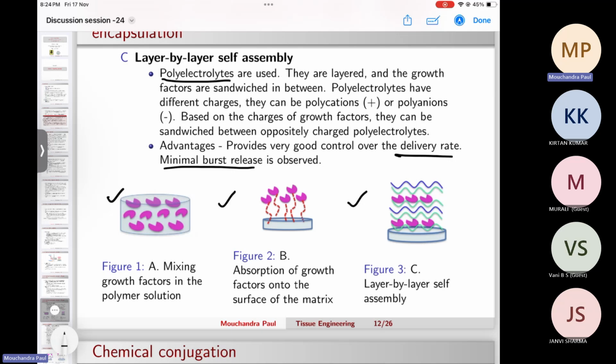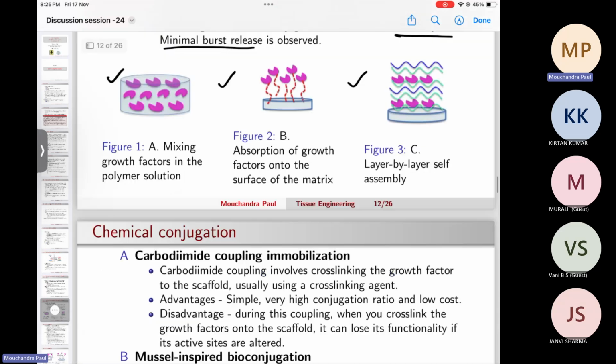So here, the green color is positively charged, and different charges are given different colors. So green is positively charged, blue is negatively charged. The order of polyelectrolyte can be changed, and as they are varied, you are sandwiching, like you're making a sandwich, or you are basically trapping your growth factors in between. So these are the three physical encapsulation techniques.